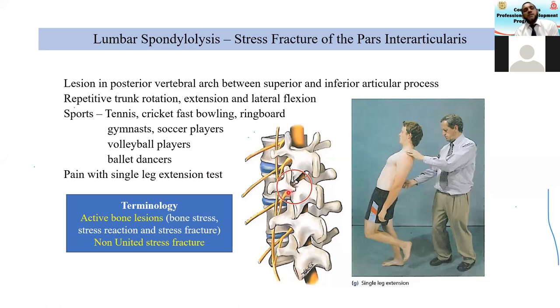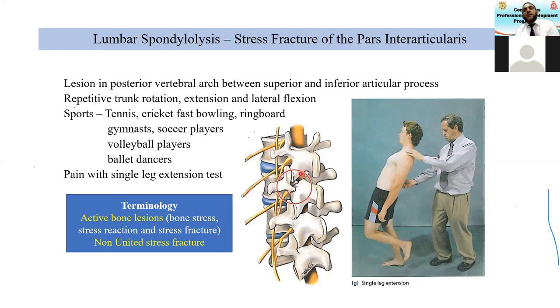which is under more stress in sports involving repetitive hyperextension, rotation, and lateral flexion. So any sports involving repetitive hyperextension, rotation, and lateral flexion are more prone to damage this pars structure. Sports like tennis, cricket fast bowling, rowing, gymnastics, soccer, and volleyball have these recurrent repetitive movements and are more vulnerable to this injury.